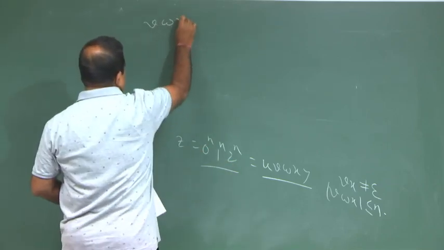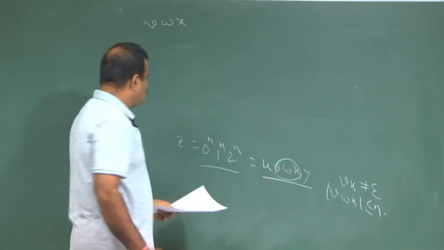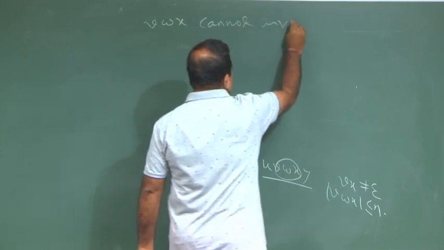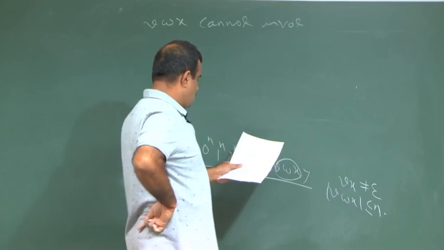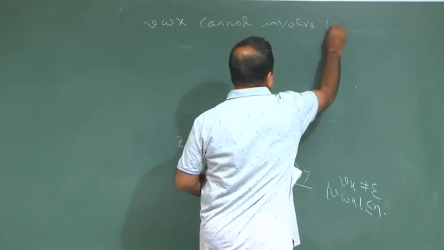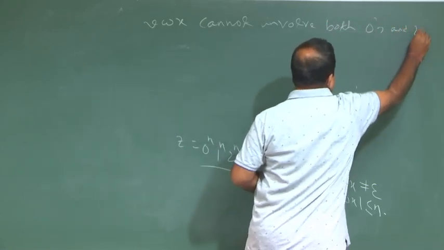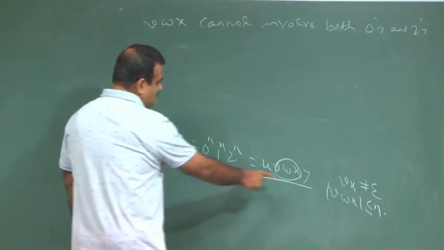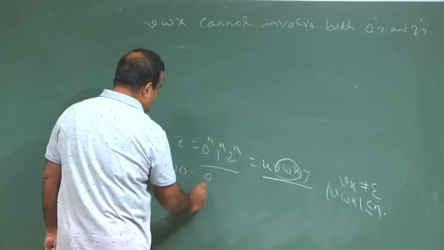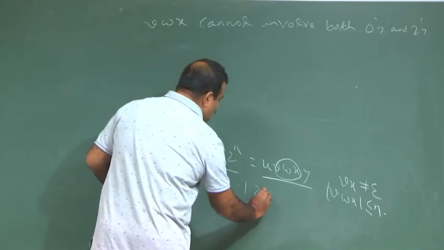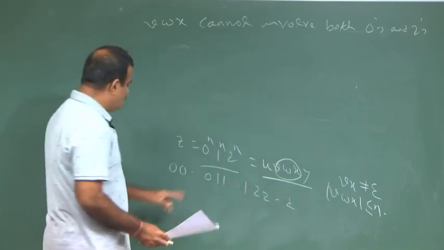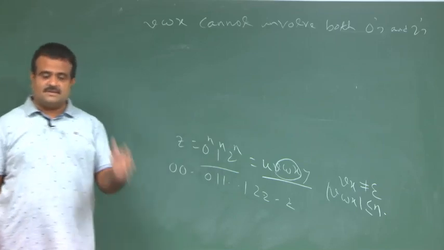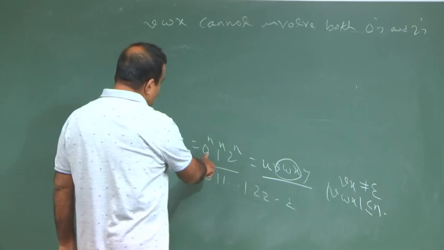Now the claim is that v w x, this part, cannot involve both the zeros and 2's. Why? Because this is basically 0 0 0 n times, then 1 1 1 1 n times, then 2 2 2 n times. Now, if it has to involve 0 and 2, then the 1's will automatically come in the middle. That will make the length more than n, but we are taking v w x length less than n. So, it is either involving 0 and 1, or involving 1 and 2.